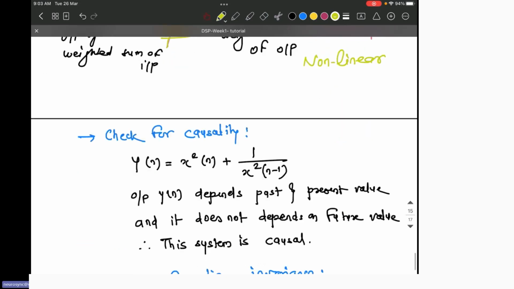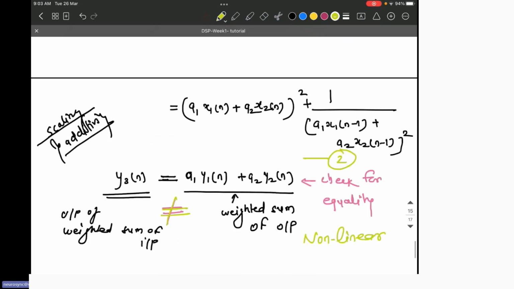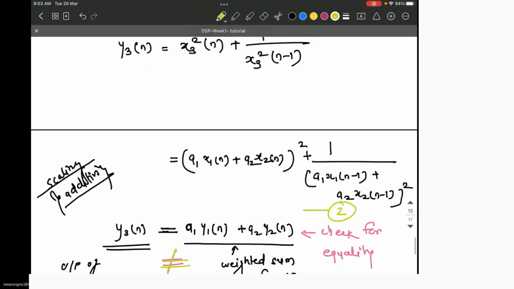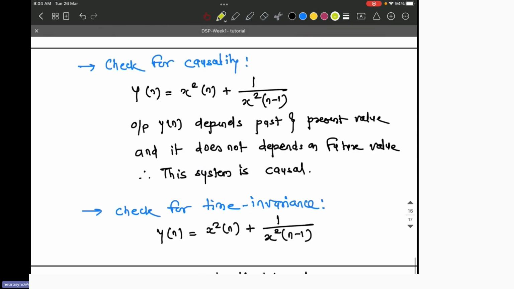Now, how to check the causality of the system? Is it clear with you? Is there any doubt? Yeah, doctor. Okay. Now, how to check for the causality of the system? So I'm having this same system y(n) is equal to x square(n) plus 1 by x square(n minus 1). Now, causality, causal means what? The output should not depend upon the future input.